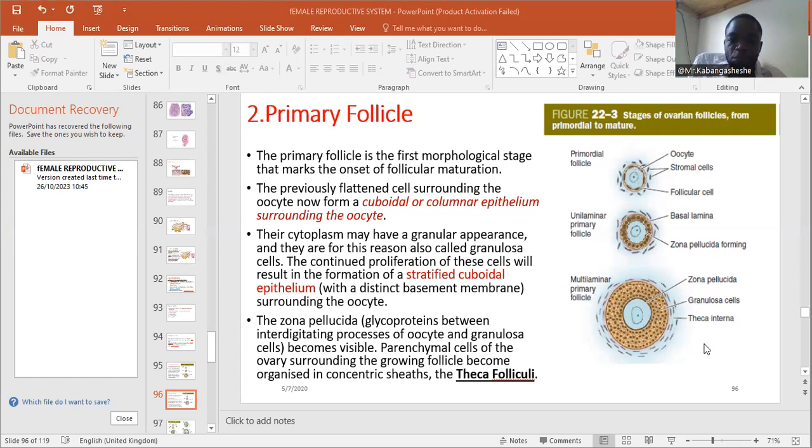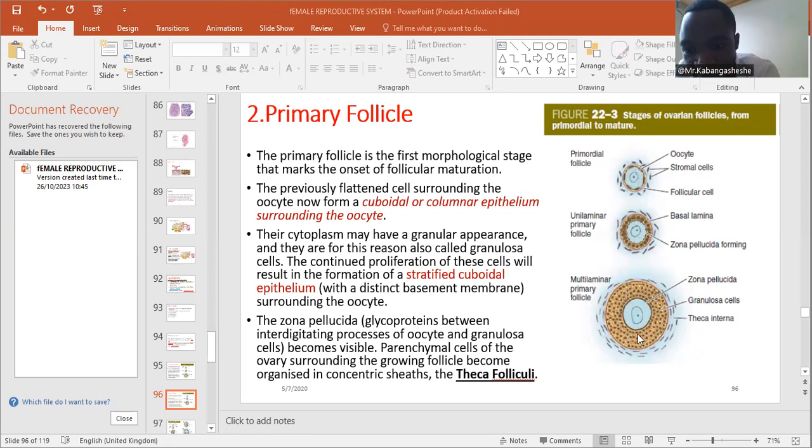And then the cells of the stroma, the connective tissue cells that were coming from the cortex, are now referred to as the theca folliculi. So this is the theca folliculi, if you like. Then these are the granulosa cells, which are simple cuboidal cells.